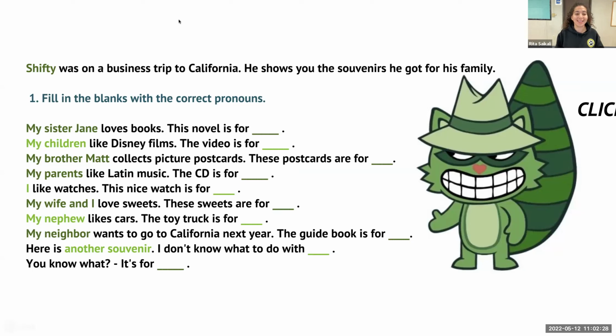I like watches. This nice watch is for me. My wife and I love sweets. These sweets are for us. My nephew likes cars. The toy car is for him. My neighbor wants to go to California next year. The guidebook is for him or her. I don't know, either one works. We don't know if it's a guy or a girl, so we can say it's for him or it's for her. Here is another souvenir. I don't know what to do with it. You know what? It's for you.